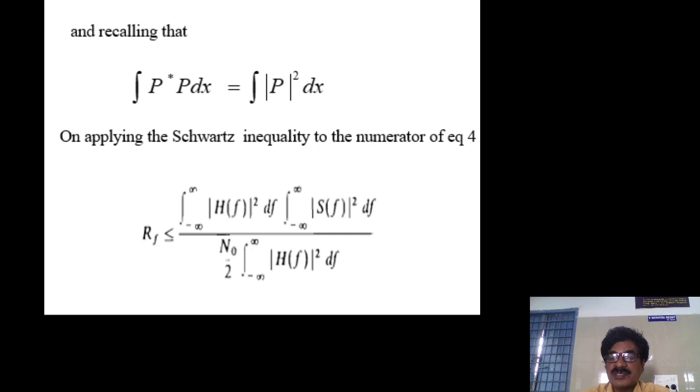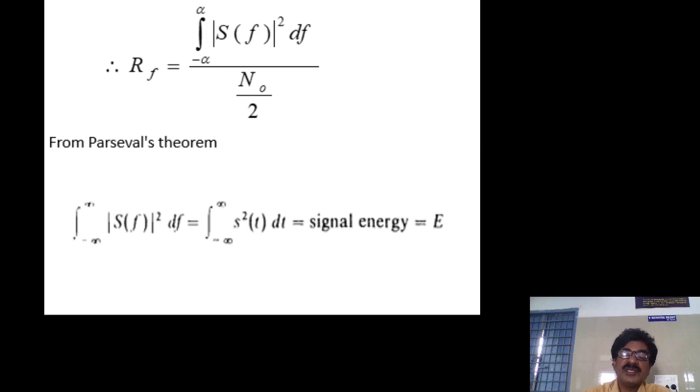By observing this, what will happen? H of f square in the numerator and H of f square in the denominator will be cancelled. Therefore the rest is R of f equals integral of minus infinity to infinity mod S of f square df divided by N naught by 2. So this is the equation we got.